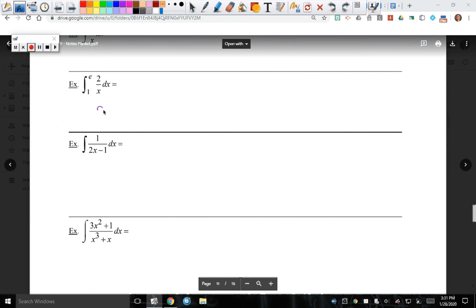Constant multiple rule of the 2. 1 over x dx. Do I need to change my bounds? No, because I did not have to use substitution. Nice. What's the integral? 2 times the natural log of absolute value of x. No. No, come on, Christian. It has bounds. 1 to e, it has bounds, right?